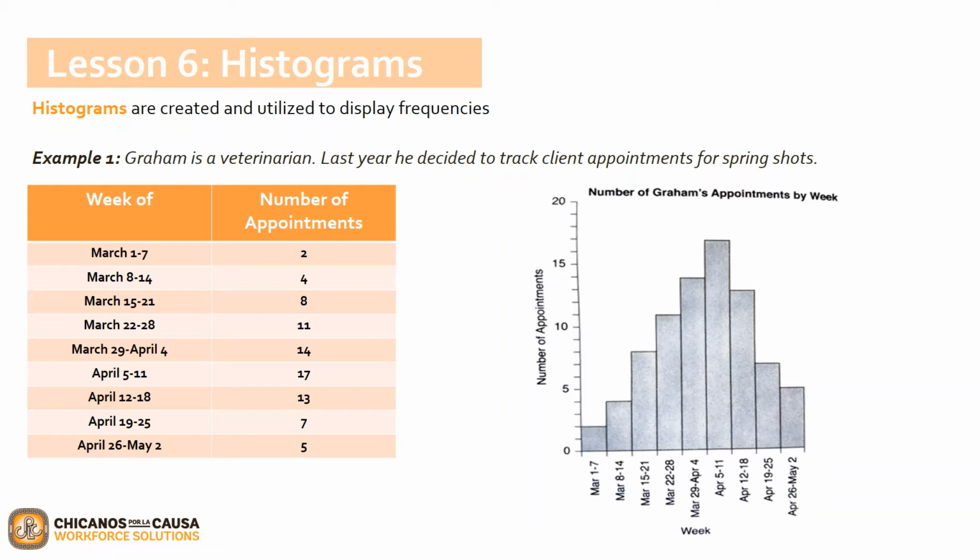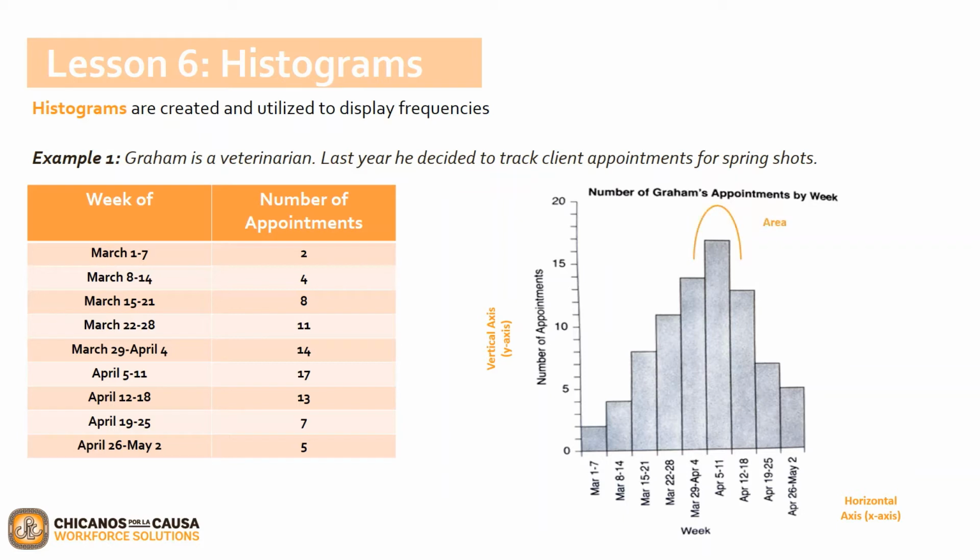If we look at our histogram on the right-hand side of the screen, it looks very similar to a bar graph and everything else that we have covered throughout this chapter. So we can see that it has a vertical axis, also called a y-axis, which represents the number of appointments per week. We can also see that the number of appointments are built upon in 5-digit increments.